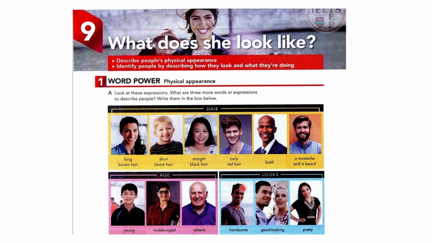Here we have handsome and pretty. Pretty is normally a term that we use for women, and handsome is a term that we normally use for men. In the case of good looking, it's a term that we can use for both men and women.